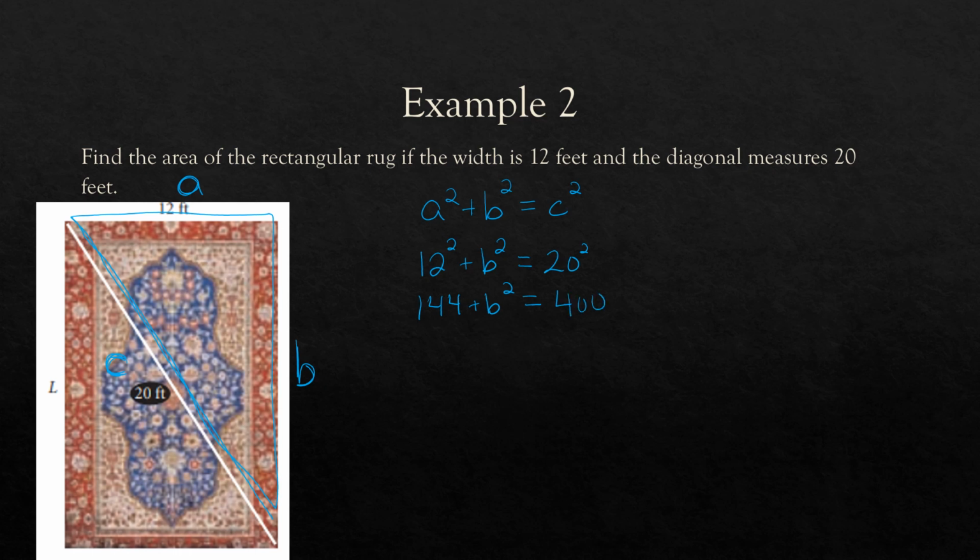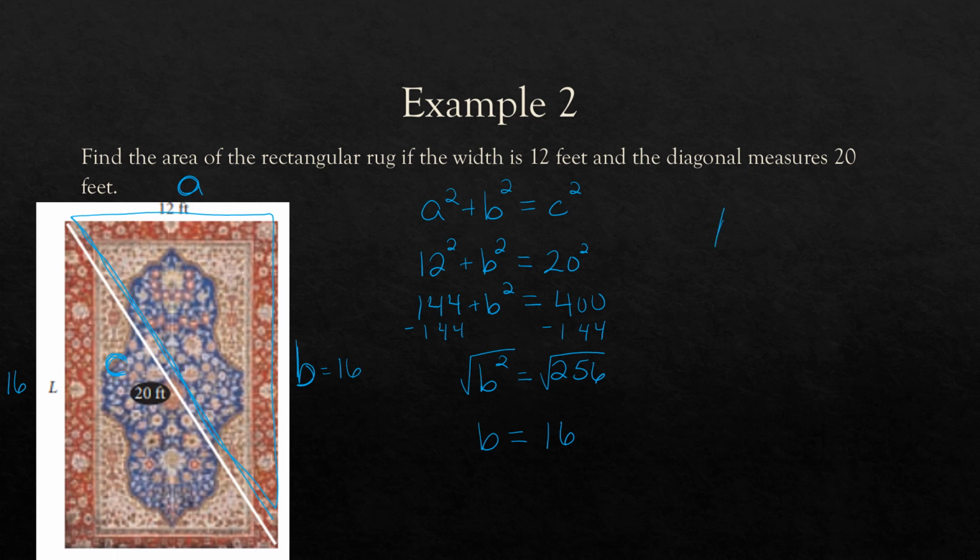If we subtract 144 from both sides, we get 256. Now we're going to take the square root of both sides of this equation. That leaves us with b, and technically it's plus or minus the square root of 256, but we know that we're only looking for a positive here, so the square root of 256 is either plus or minus 16, and we will just take the positive one. So 16 is our length for b.